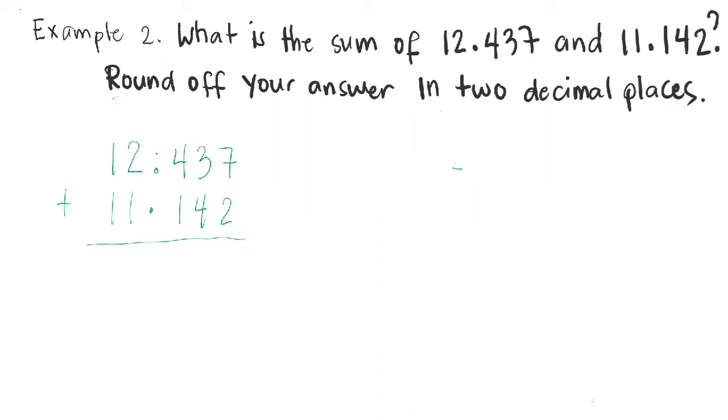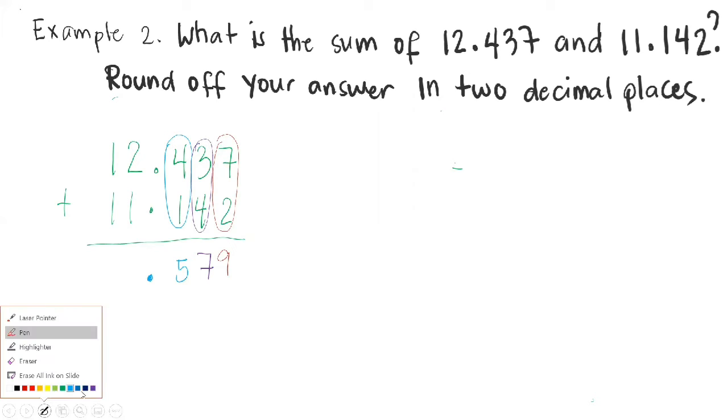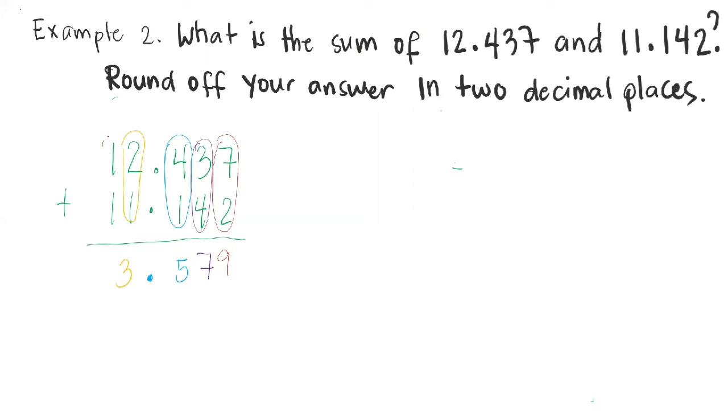We have 7 plus 2, it is equal to 9. Next to add is our 3 and 4. 3 plus 4, it is equal to 7. Next will be our 4 plus 1, it is equal to 5. Then bring down the decimal point and proceed with addition. So for our 2 plus 1, it is equal to 3. And next is our 1 plus 1, it is equal to 2.